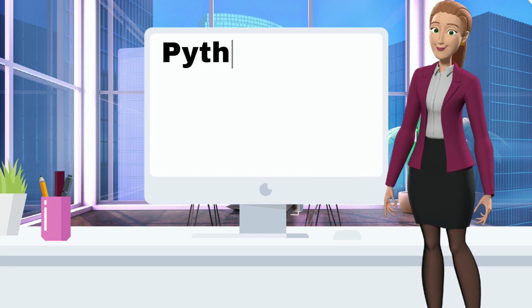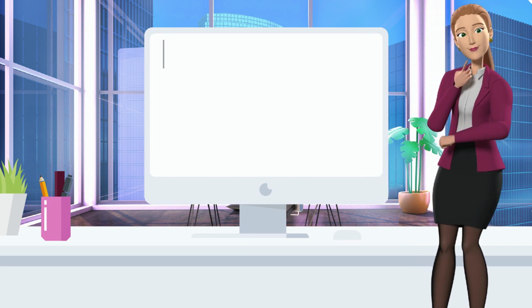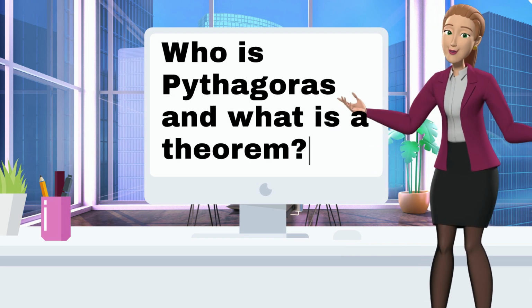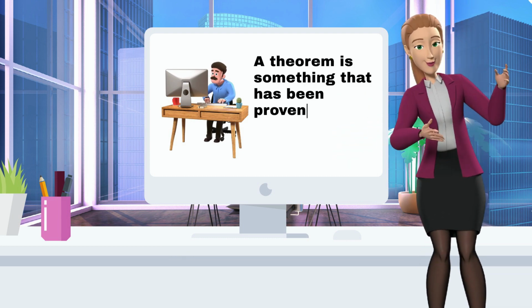In this video, we will be learning all about the Pythagorean theorem. First off, who is Pythagoras, and what is a theorem? Pythagoras was an ancient Greek who was really smart and proved the theorem, and a theorem is something that has been proven to be true.